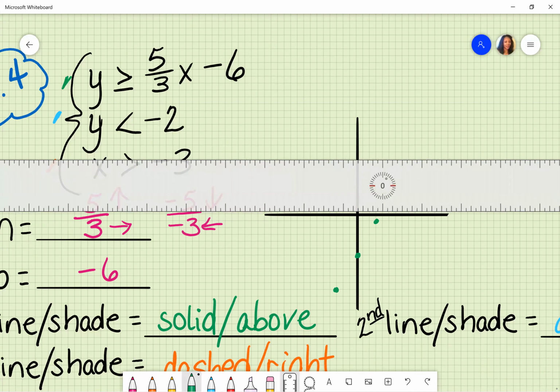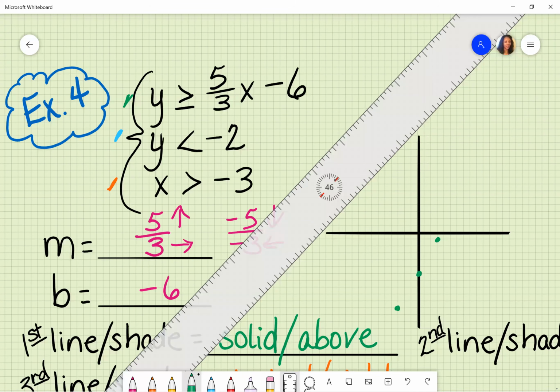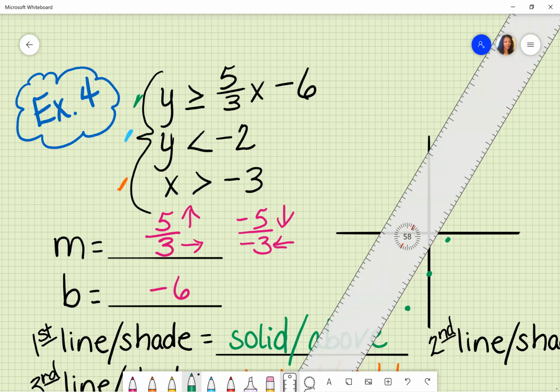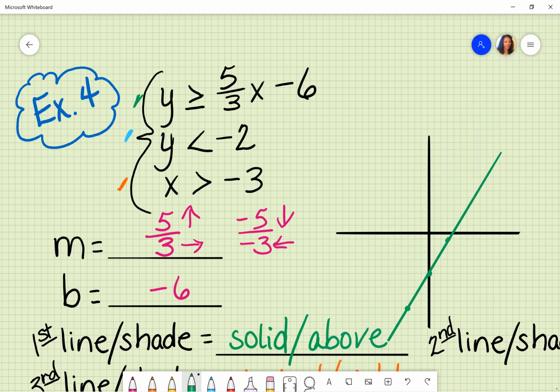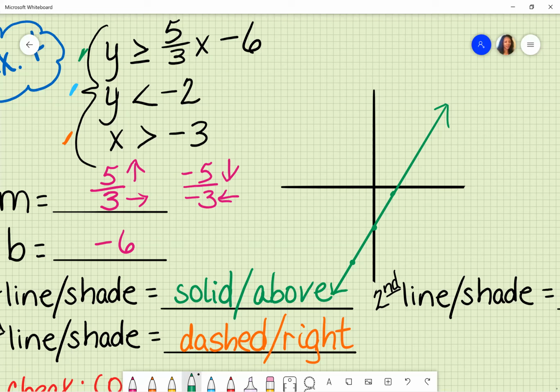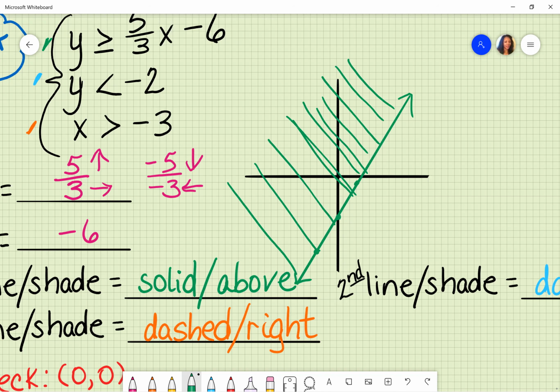I am going to have a solid line according to my notes. Sorry, my hand hit something again. And it's telling me that I'm going to shade above. So everything is shading above here.